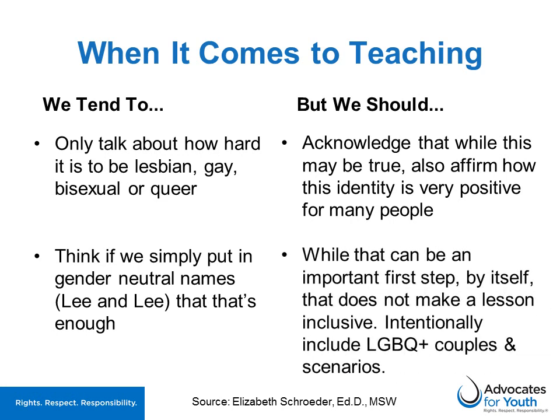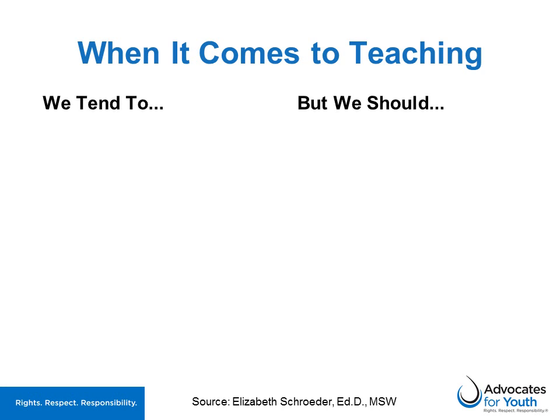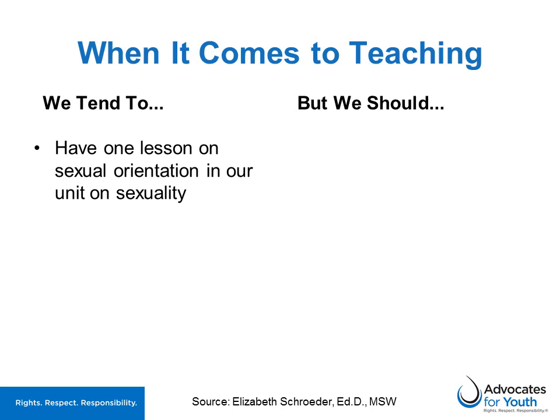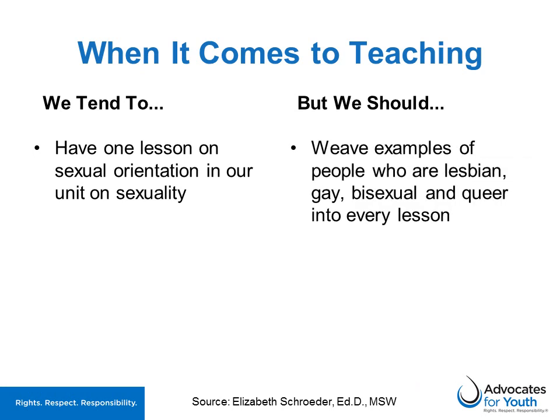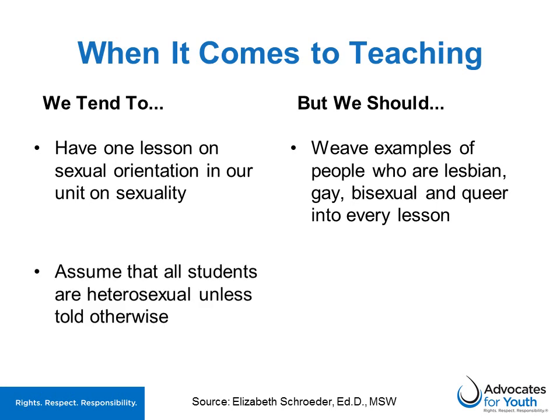When really that's a good first step, but we need to take one step further and make sure that we affirm lesbian, gay, bisexual, queer couples in our scenarios and in our lesson plans. We'll show you how to do that a little bit more in detail. We also generally have just one standalone lesson, maybe a unit on sexuality, when really it would be ideal to weave folks with these identities into every lesson that we've got.